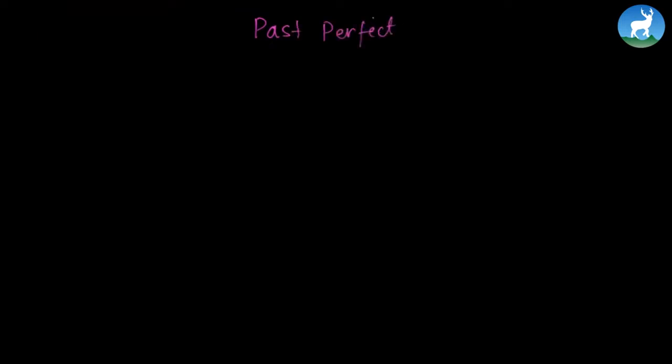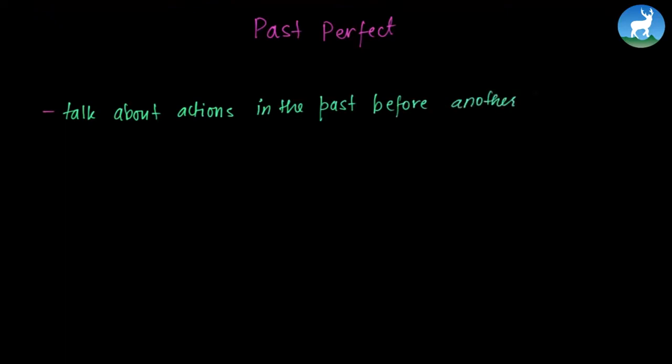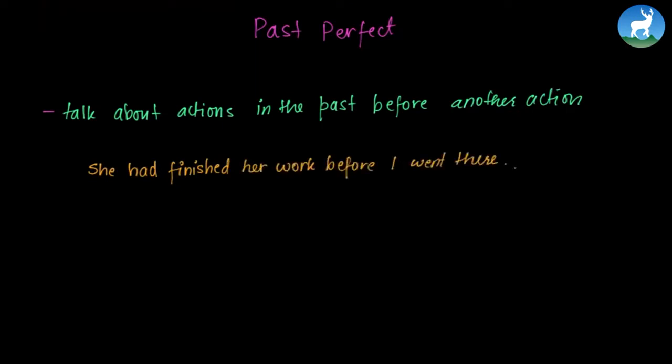Past perfect tense is used to talk about those events or actions in the past that finished before another action in the past started. It is used to talk about actions in the past before another action. For example, she had finished her work before I went there. So before my presence, she had already finished her work.